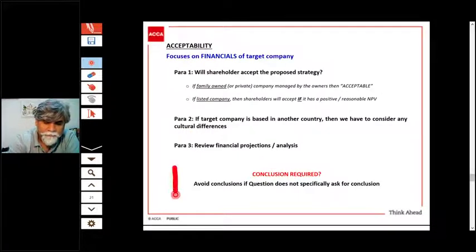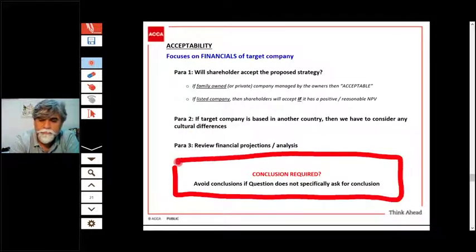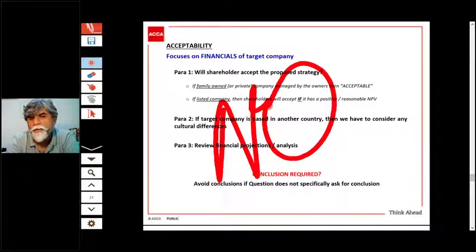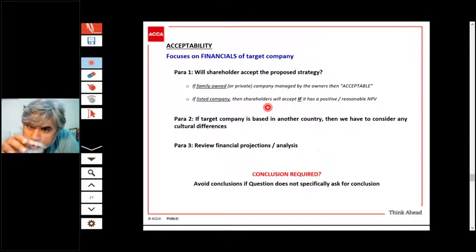Conclusion required? No conclusion required, please. Even if it's a report, do not give any recommendation or conclusion on your own. If the question says evaluate the proposal and give your conclusion, then of course you have to give. But if the question is silent, it doesn't specifically talk about recommendation or conclusion, then you also keep silent.